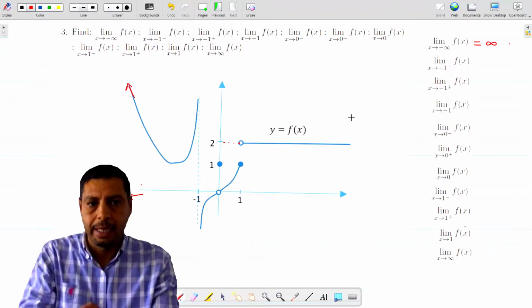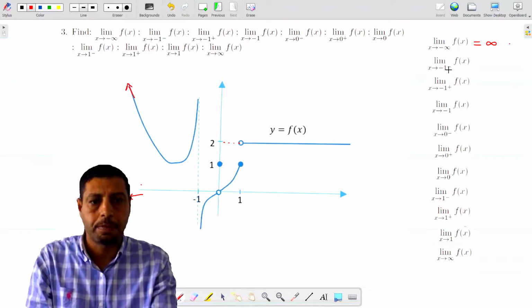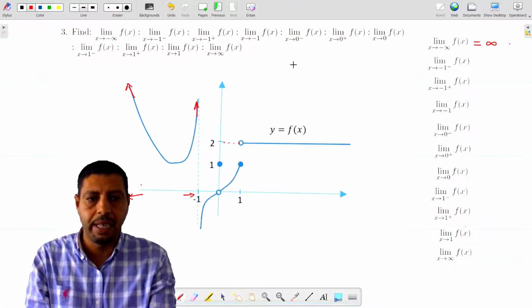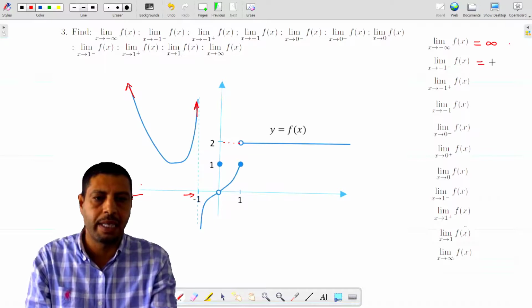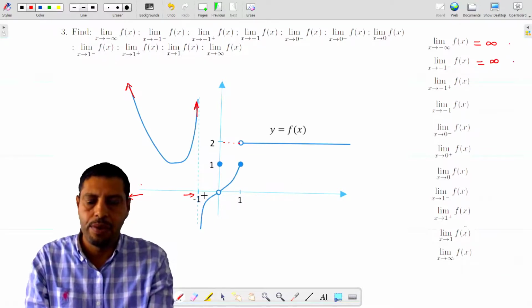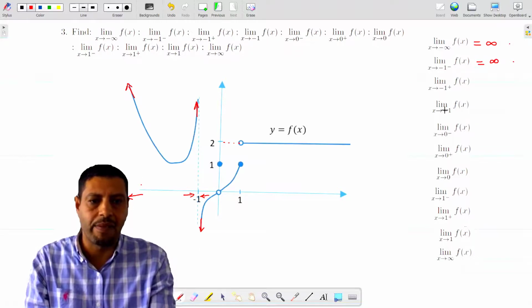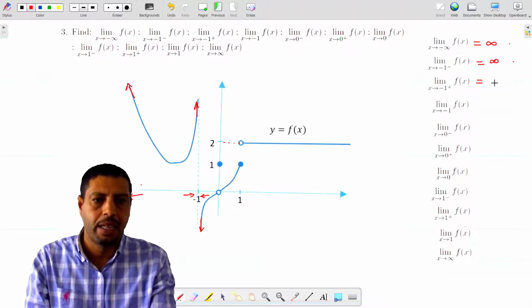Now, the limit at -1 minus, meaning to the left of -1. Here we are to the left of -1, and we can see clearly that our function is also increasing infinitely. So the limit to the left of -1 is infinity. Now, if you look at -1 plus, meaning to the right of negative 1, for this limit the graph is decreasing infinitely, so it decreases to negative infinity. So the limit to the right of negative 1 is negative infinity.